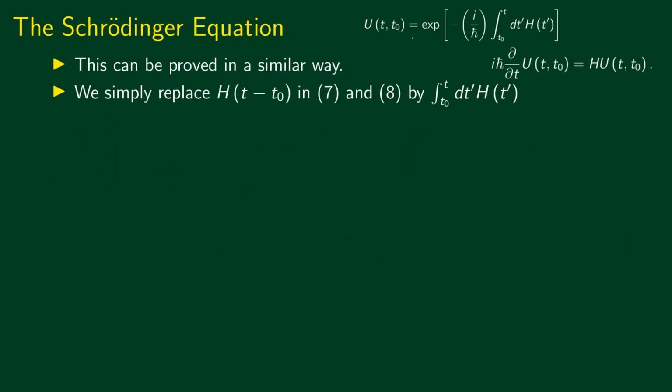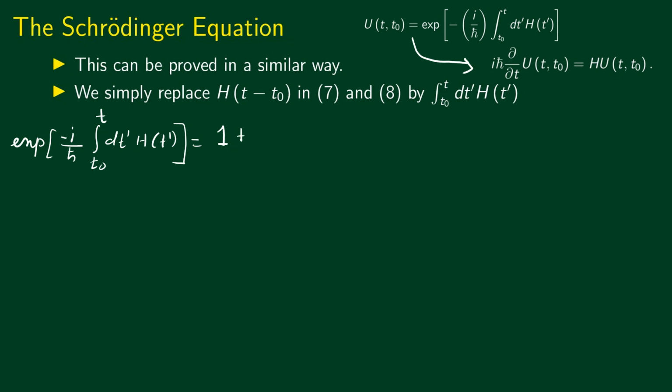So let's now show that this expression for the time evolution operator indeed solves the Schrödinger equation for the time evolution operator, provided the Hamiltonians at different times commute. This is what we want to show. Again, we'll use the power series expansion. We can write exponential of minus i divided by ħ, integral t0 to t dt' H(t'), is equal to, using the power series expansion, first the identity operator.